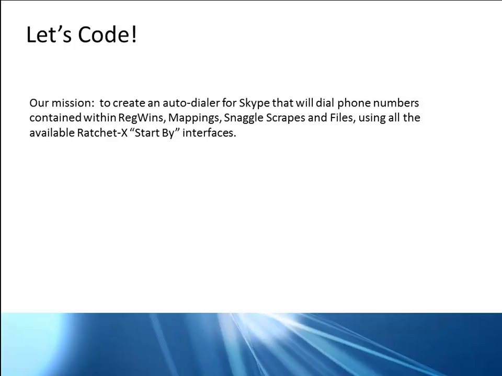It will be one action that we write that will perform only one service, which is to call the Skype soft phone's dialer and dial out a phone number, but it will be started different ways. So we really should get a solid understanding of the differences between each one of these Start By scenarios. So let's code.